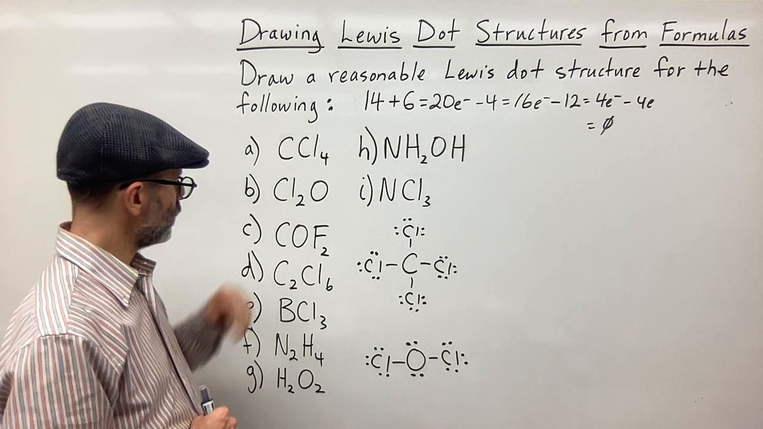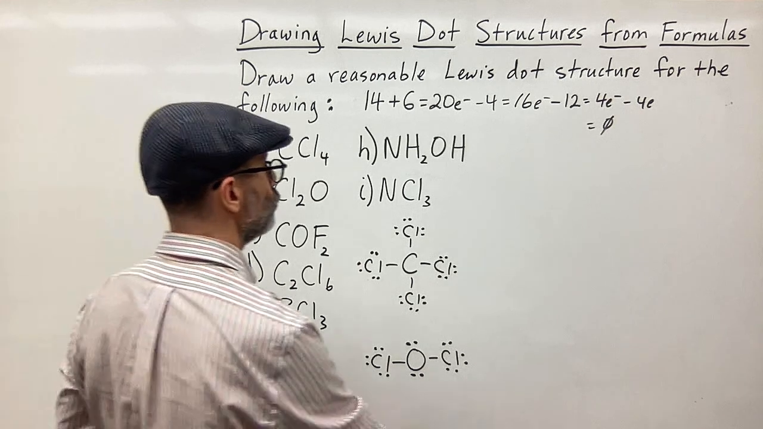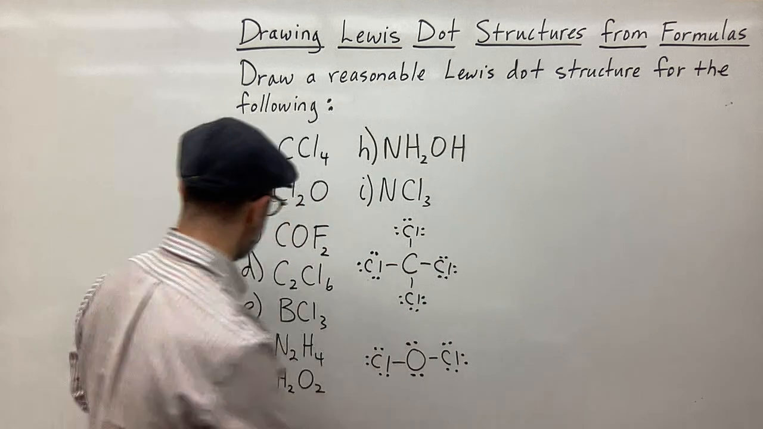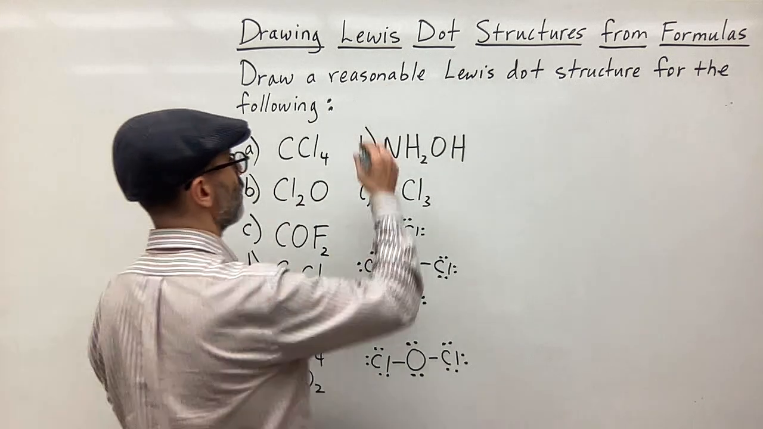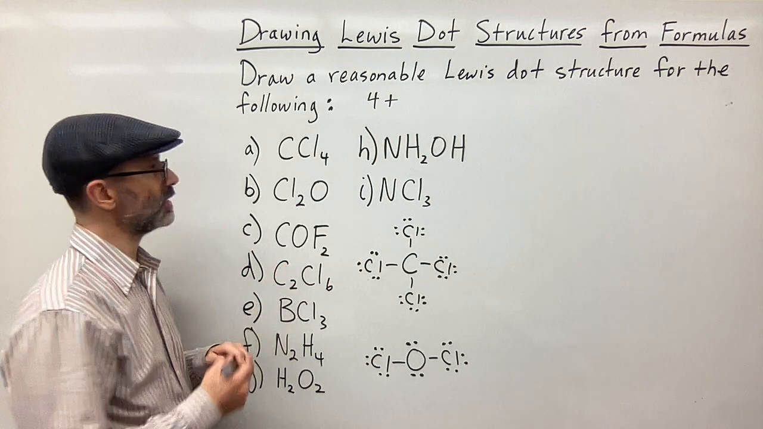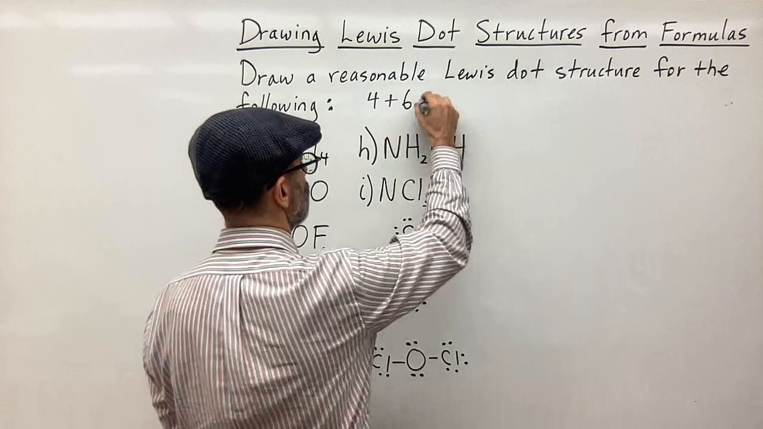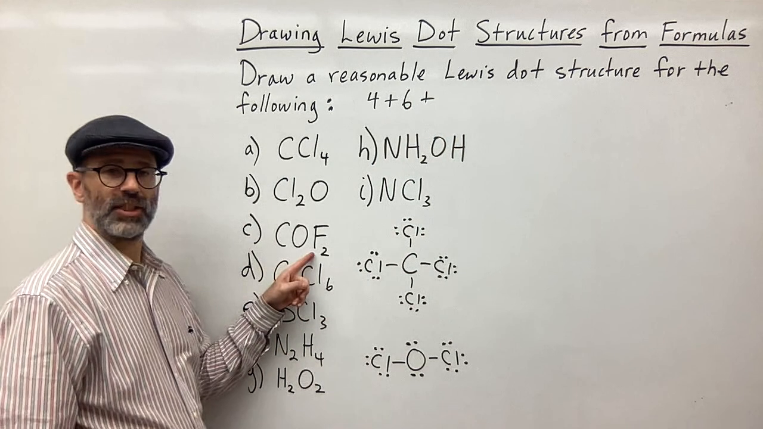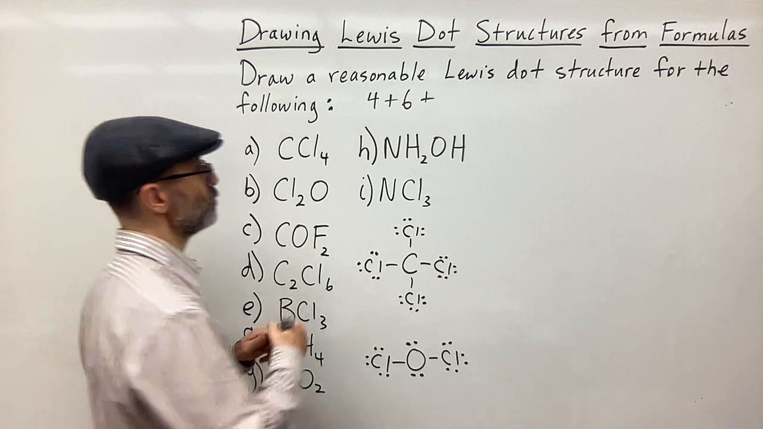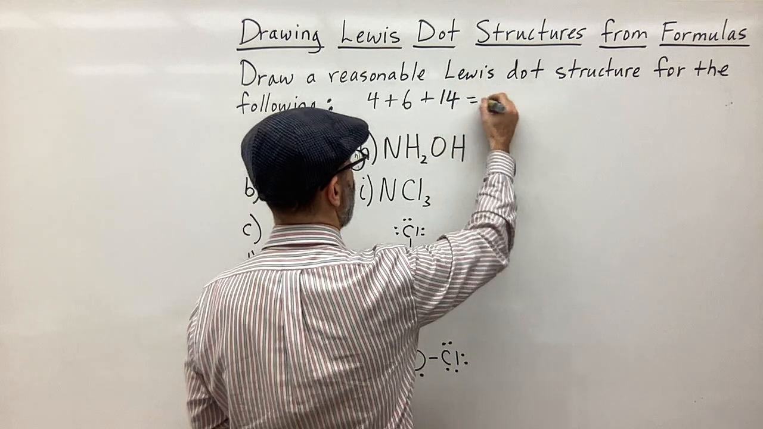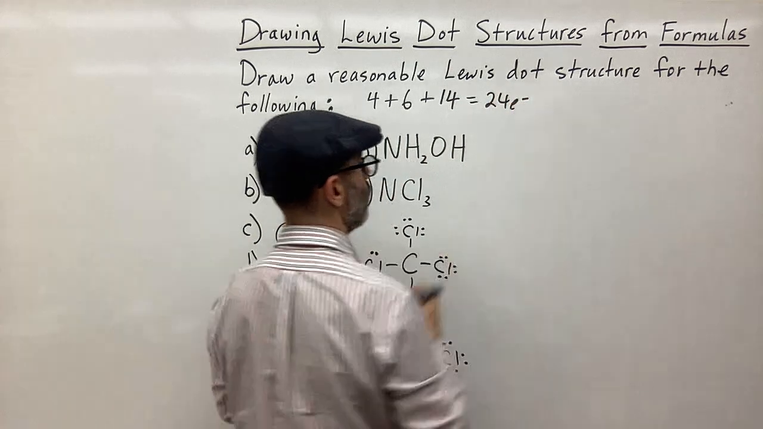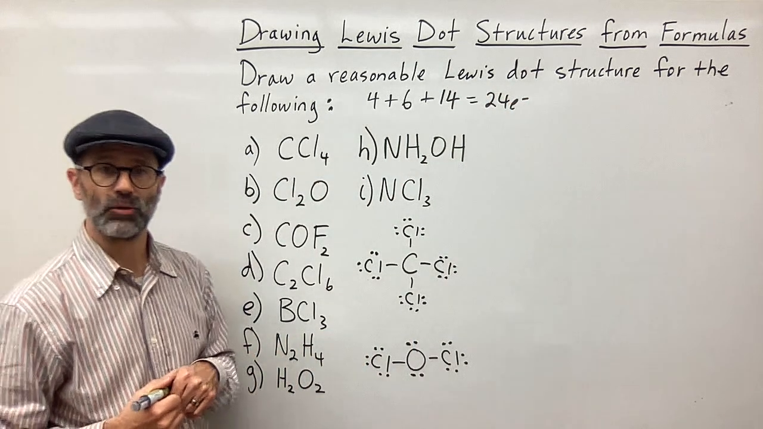Okay, next, CF2O. Again, we want to do the first step, which is to add up all the valence electrons. Carbon is in group 4, so that's 4 valence electrons. Plus oxygen, oxygen is in group 6, so that's 6 valence electrons. And fluorine is in group 7, so that's 7 valence electrons. I have 2 of them, so it's 7 times 2 is 14. So I add that together: 14 and 6 is 20, plus 4 is 24. So I have 24 electrons to use for my Lewis dot structure.